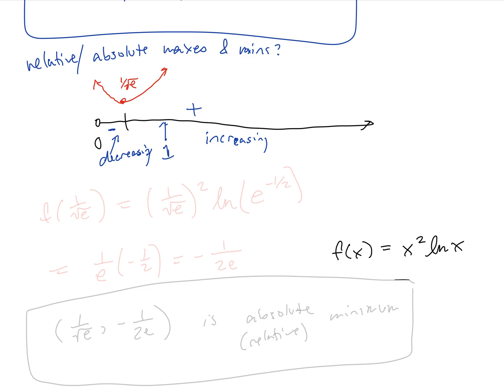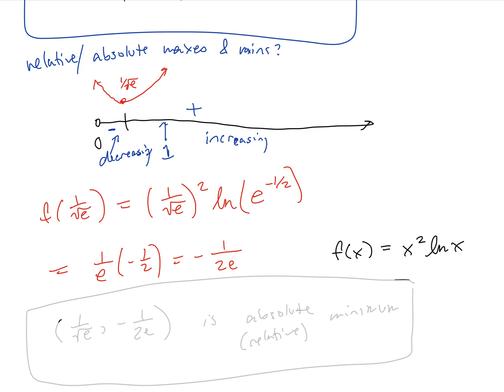So we've got f of 1 over square root of e. Plugging back into the original function, that's 1 over square root of e, squared, times the natural log of 1 over square root of e. I'm going to write that as e to the negative 1/2 because it's easier to think about. So that is 1 over square root of e squared, which just undoes the square root, times the natural log of e to the negative 1/2. Again, those are inverse functions, so we're just left with negative 1/2. And so we've got negative 1 over 2e as the output of the function at that point.